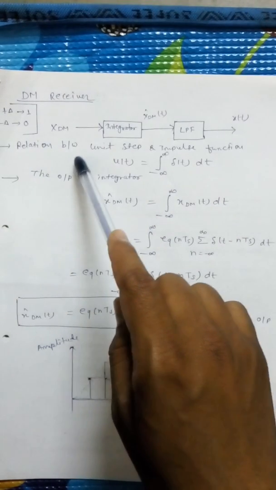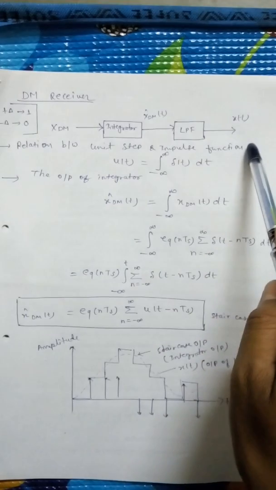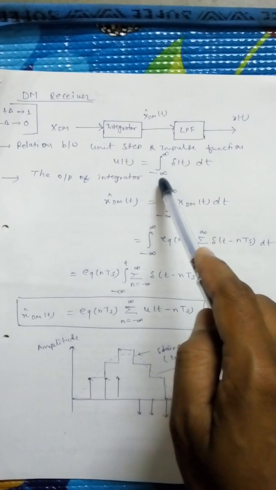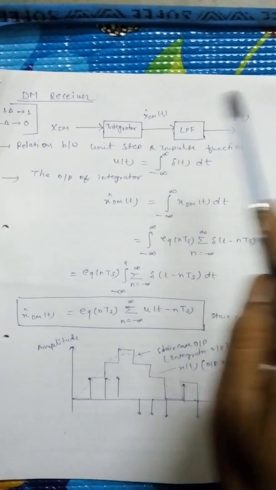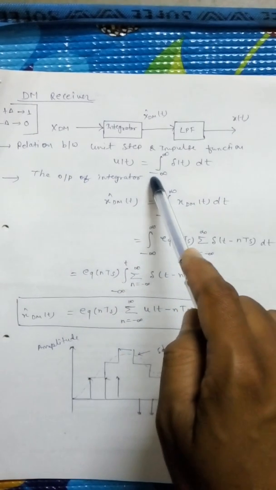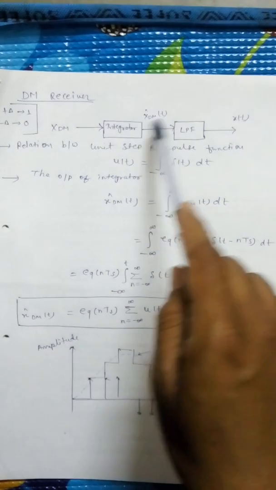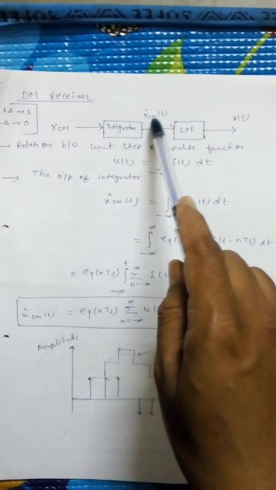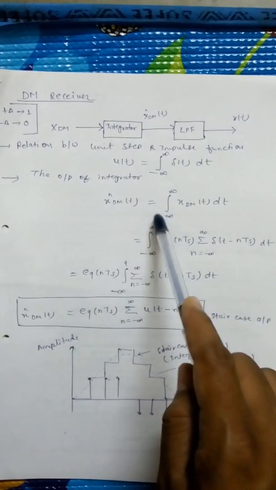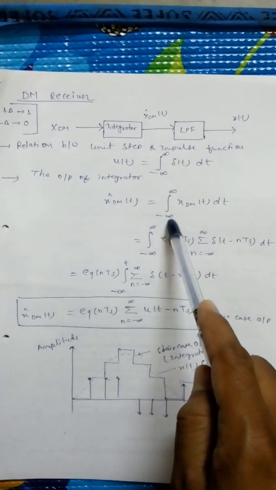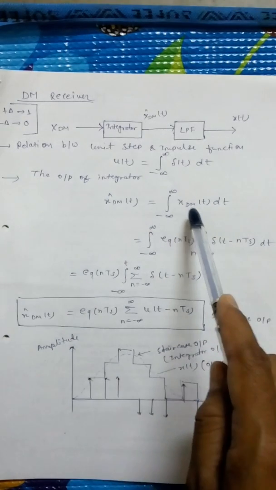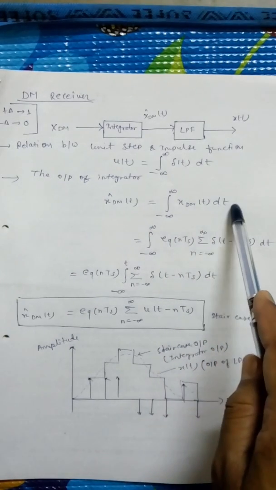We know the relation between unit step and impulse function. This is the relation: u(t) equals integration over minus infinity to infinity of delta(t) dt. Now the output of the integrator, already we have denoted it as x k of dmt, which is the integration from minus infinity to infinity of xdm, our delta modulated signal, so xdm(t) dt.